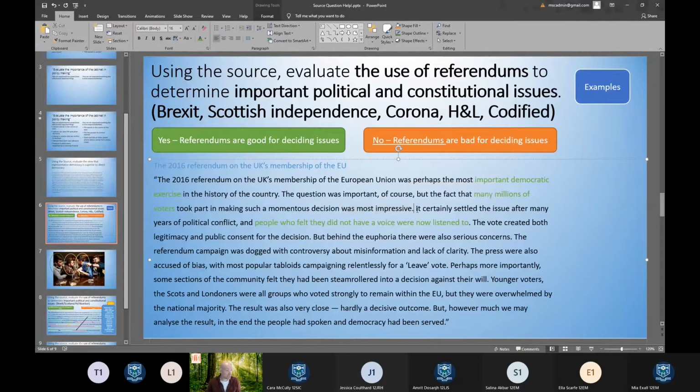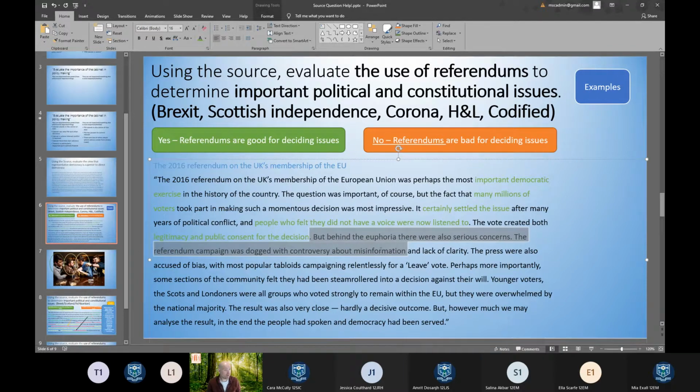It certainly settled the issue after many years of political conflict. Okay, I think that's one. It certainly settled the issue. So I'm going to highlight that in green already. The vote created both legitimacy and public consent for the decision. And I think there's another one. You guys should be aware what legitimacy means and public consent. It means that it has permission from the people, the citizens, to do whatever the decision is. If you're not sure about legitimacy and public consent, look it up in the keywords glossary of your textbooks.